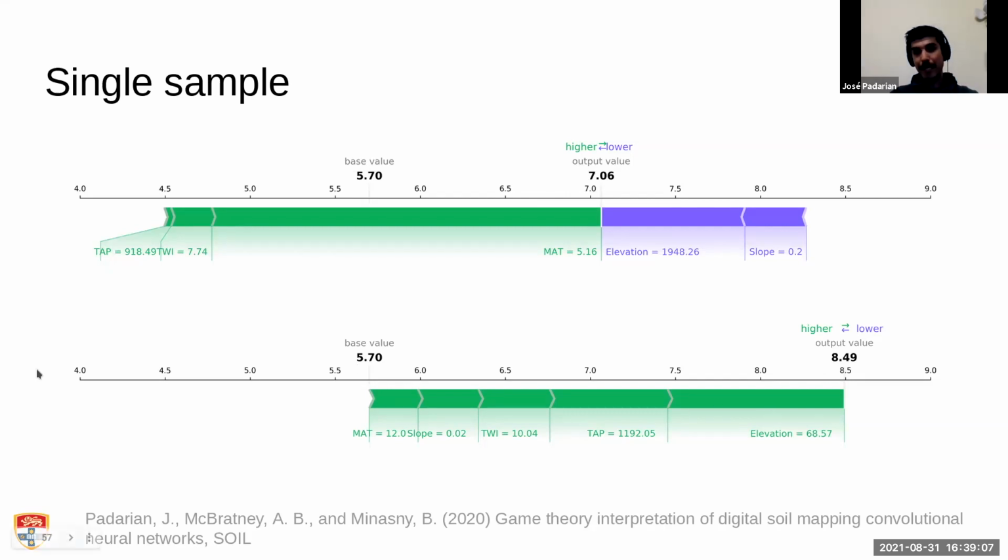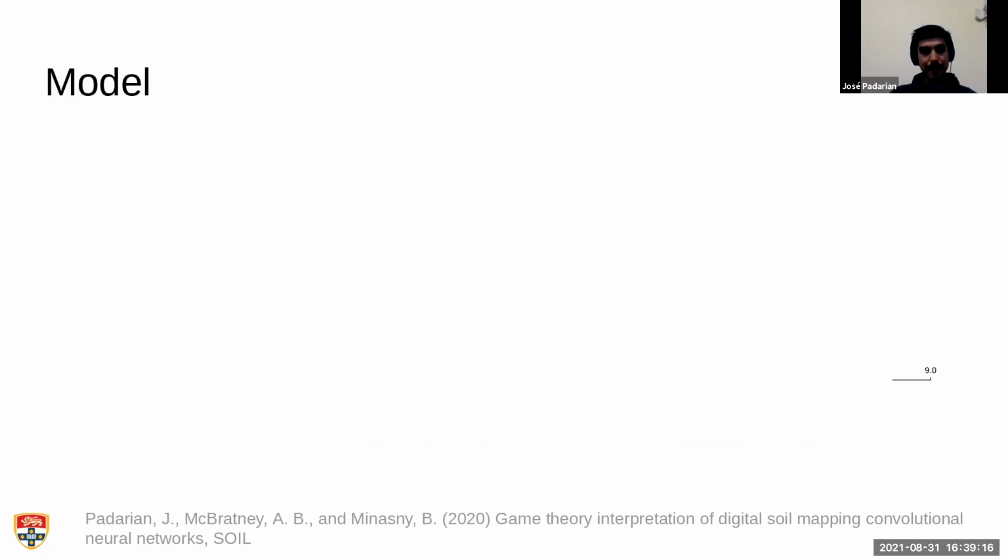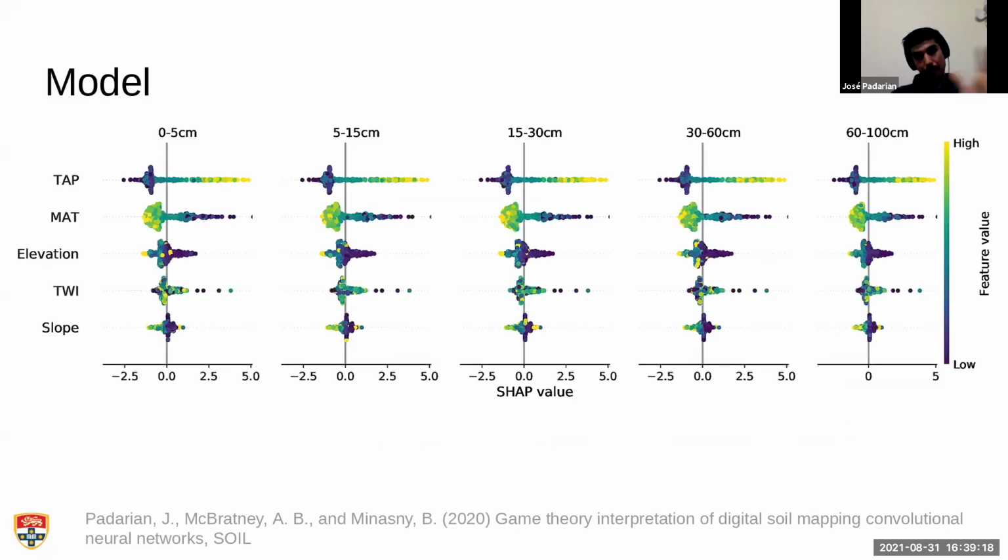So we can inspect each single observation that we're interested in to see what the model actually learned and what's the interpretation that the model is giving. More in general, that was for a single observation. We can see these are plots for all the different depths, and each dot corresponds to a single observation.